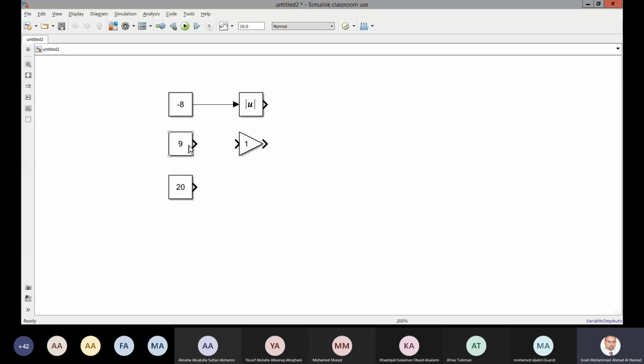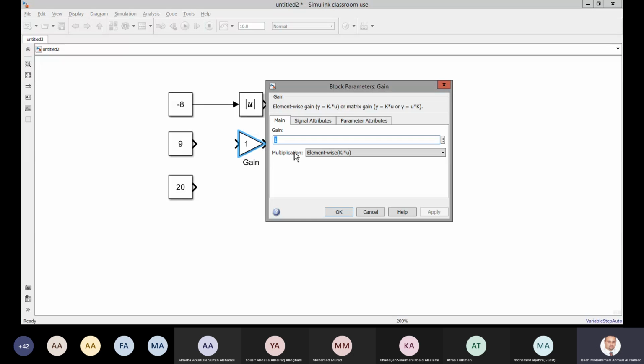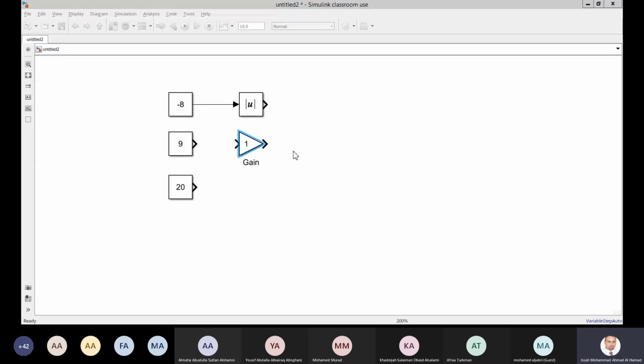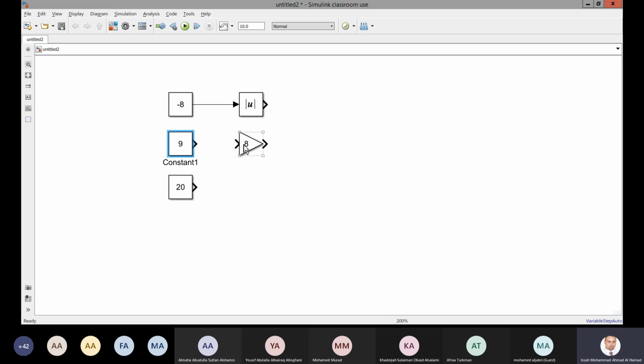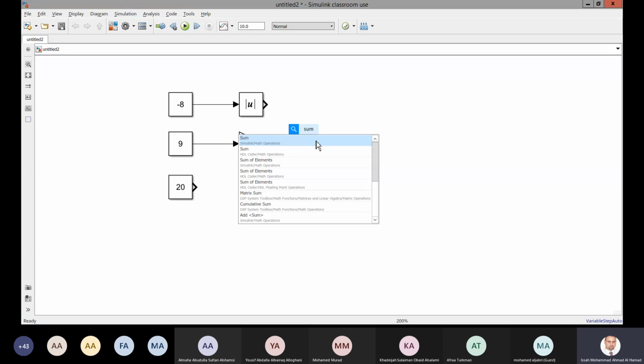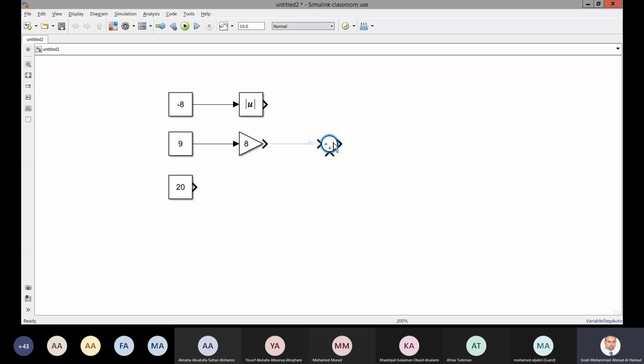If you need to multiply 9 by a certain number, you put the gain here, or you put the number here. So I need to multiply 9 by, for example, 8. So I put 8 here. This means that 9 will be multiplied by 8. This is the multiplication block, it's called gain. And I need to add the 20 to the block, so I can use summation, or sum. This is the sum block. I will put it here.